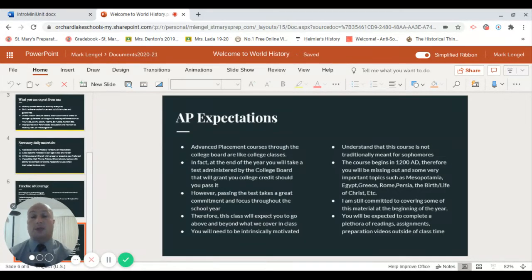Now, advanced placement courses come through the College Board. They're not put on by St. Mary's. There's an overall governing body over these type of classes. In fact, at the end of this year and any year that you take an AP course, there will be a test administered by the College Board, and that could grant you college credit should you pass that examination. However, I will say in my experience that passing that test takes a great deal of commitment, and you have to really be focused throughout the entire school year.